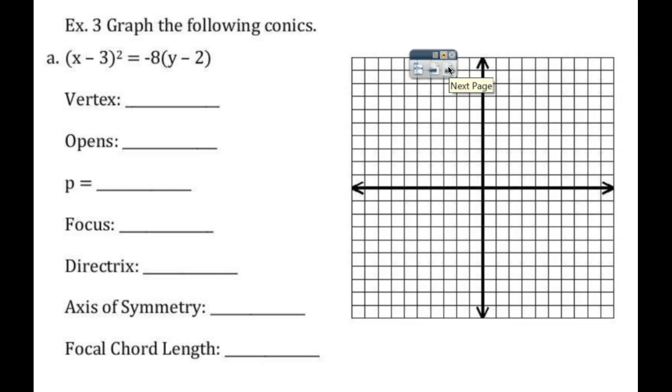x squared, I have x squared. I know it's a parabola. The x is squared, so it's up and down. So what's my p going to be this time? So the focal chord is 8. So I'm going to put negative 8 equal to 4p. It's always equal to 4p. So the negative 2 tells me which way this is opening. It's going to be opening down. So the vertex is 3, 2.